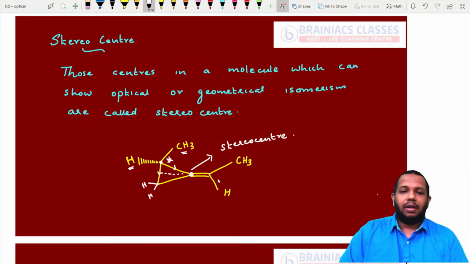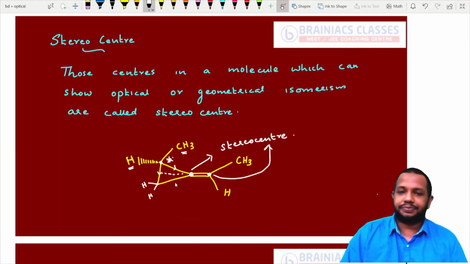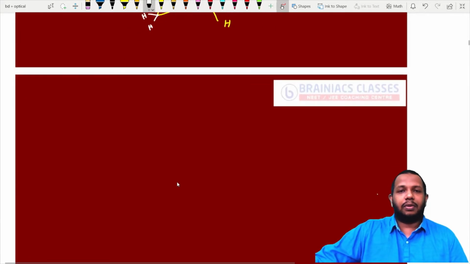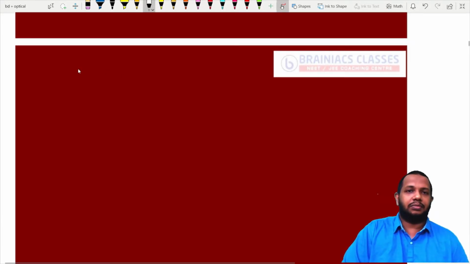Clear? And when it comes to here, you can see it's a double bonded carbon, so it's again another stereocenter. This is another stereocenter, but this one I can say is actually a chiral center as well as a stereocenter. Clear? So I hope this concept is clear for you. Next we will try to understand what prochirality is. This is another important term in optical isomerism.